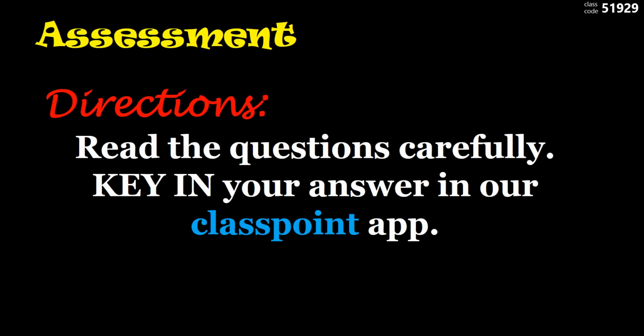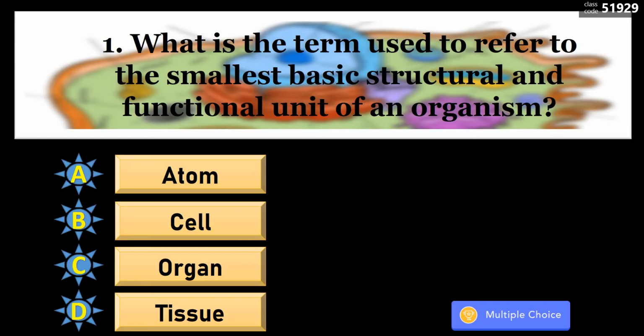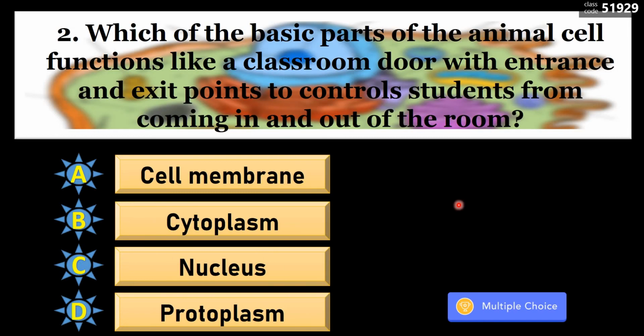Read the question carefully. Key in your answer in your class point up. Okay, let's have number 1. What is the term used to refer to the smallest basic structure and functional unit of an organism? Okay, so that is cell. Very good. Which of the basic parts of the animal cell functions like a classroom door with entrance and exit points to control students from coming in and out of the room? Okay, that is correct. Cell membrane.